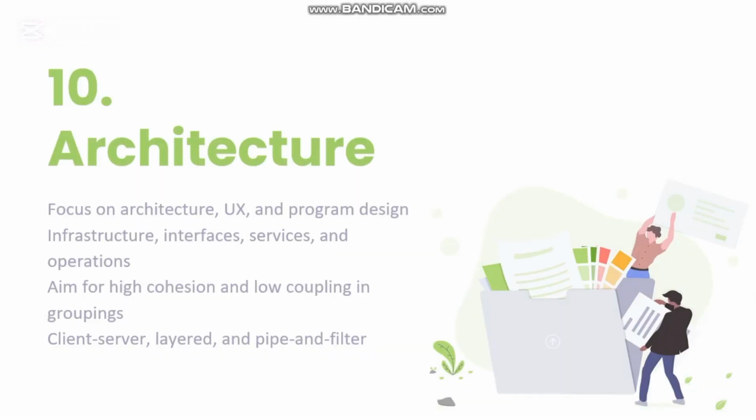Then in the 10th lecture, we see architecture. We focus on architecture, UX, and program design. Program design we will also see in the 16th lecture. Infrastructure, interfaces, services, and operations aim for high cohesion and low coupling in groupings. Basically, high cohesion means the code relies on itself, and low coupling means lowering the dependencies.